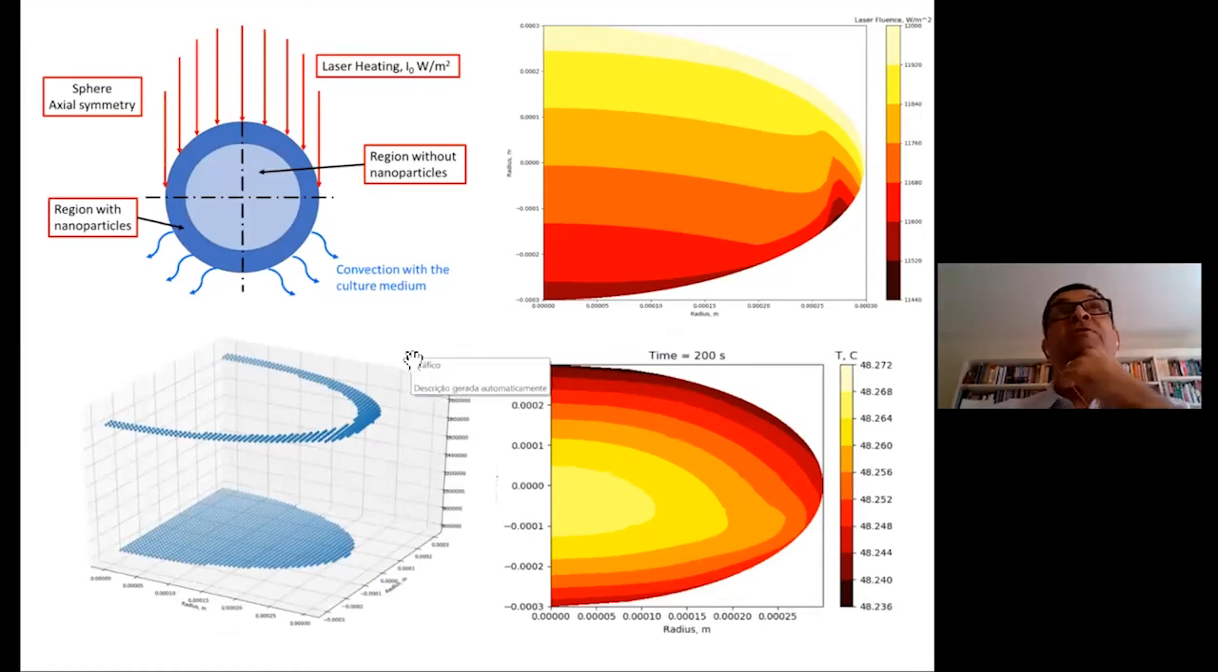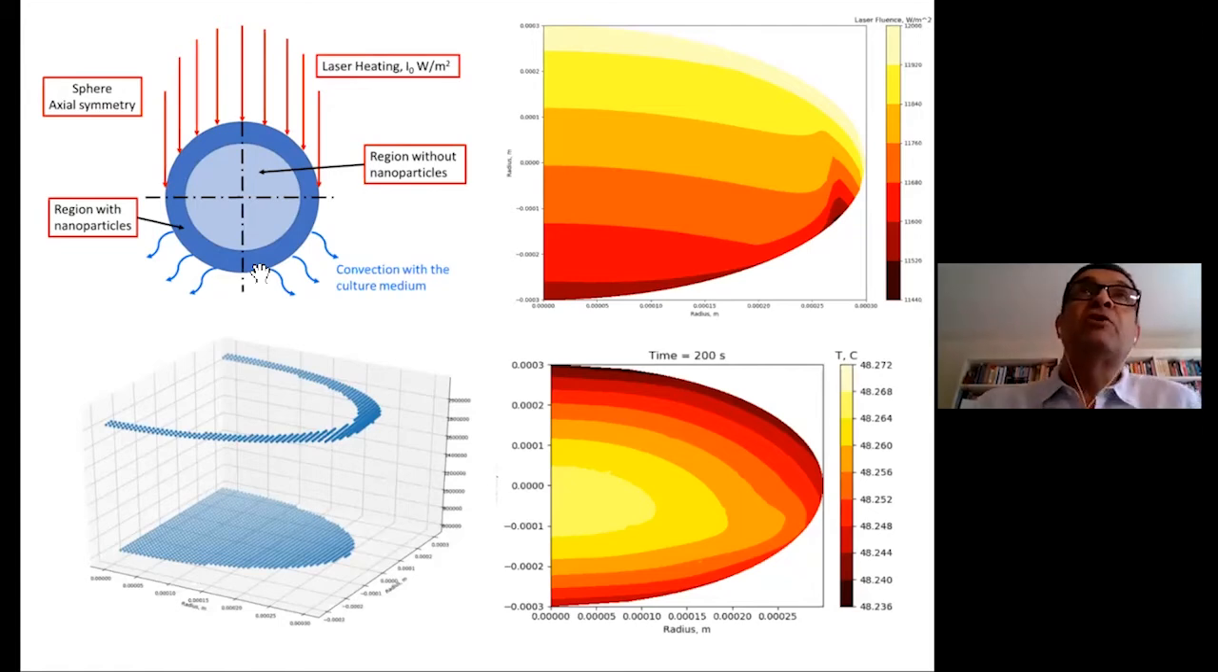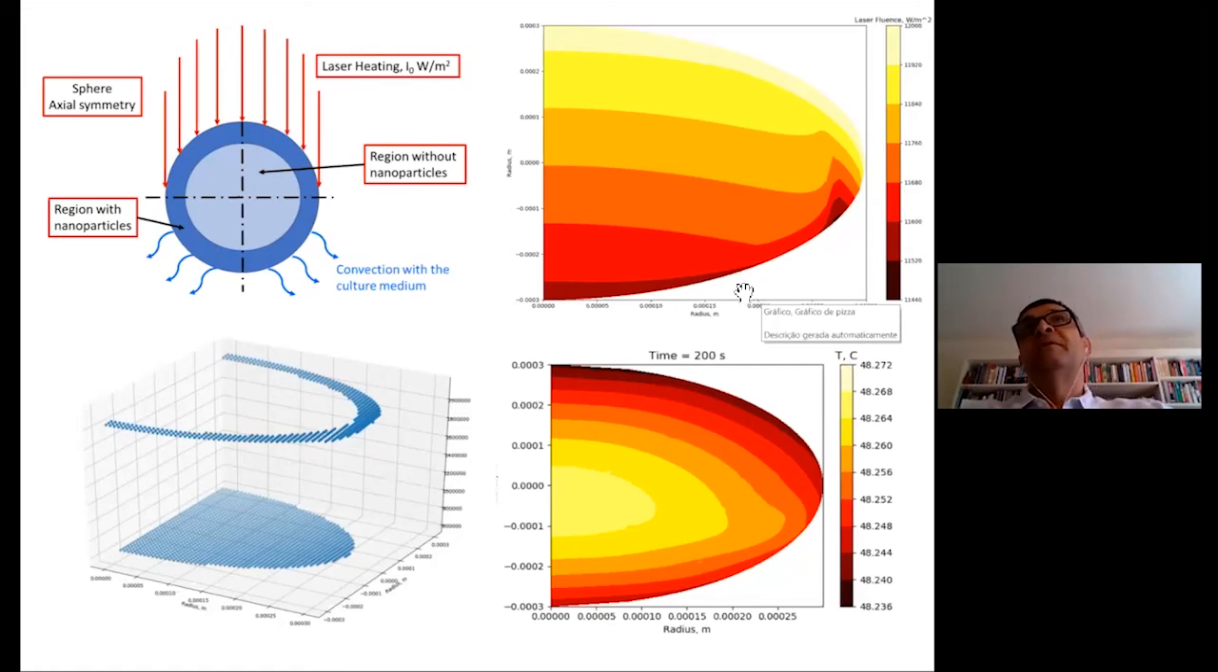In cooperation with Professor Magor and also Professor Dulikravich, I have implemented the analytical solution for a spheroid containing a uniform distribution of nanoparticles, which is uniformly heated. I mean, the top hemisphere of this spheroid is heated by a uniform laser beam, while the whole surface of the spheroid exchanges heat by convection with the culture medium.